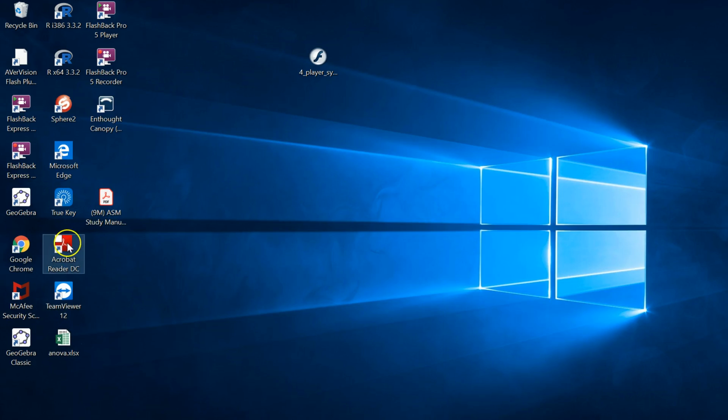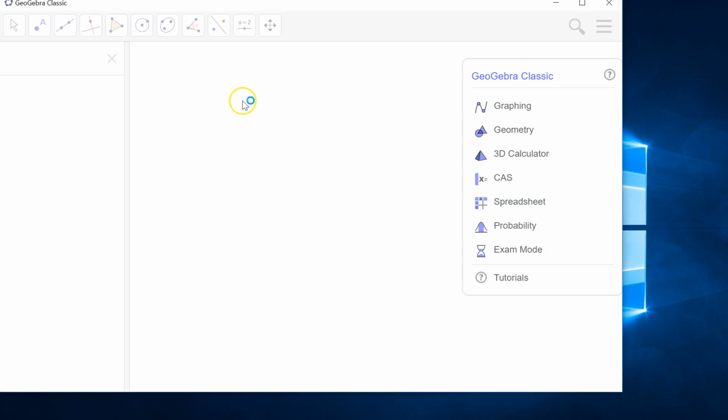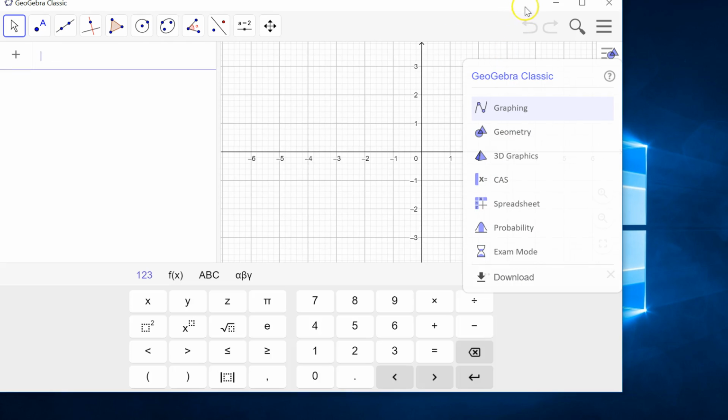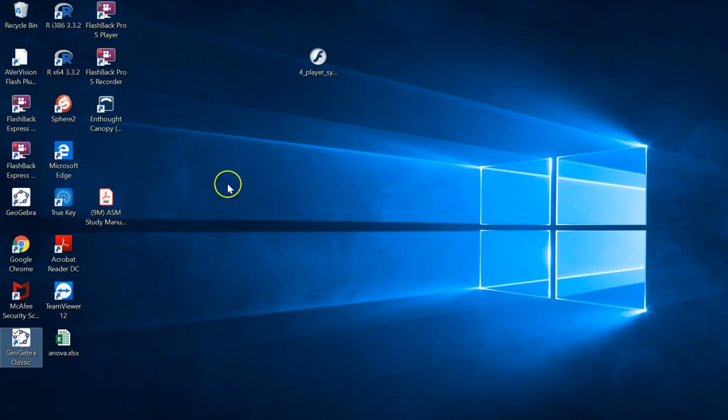Plus, Geogebra, we can graph things. So go over to Geogebra. Is that just like the classic one to download? Yeah, you can do the classic one. I'd rather do the other one though.